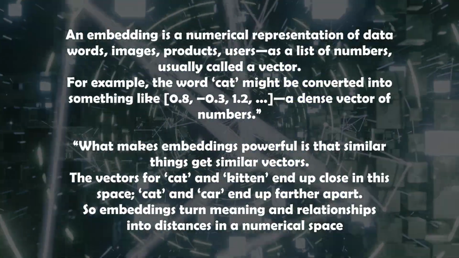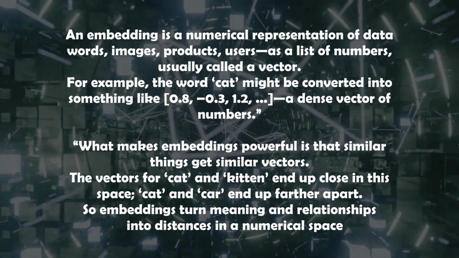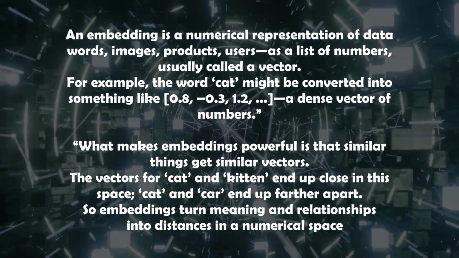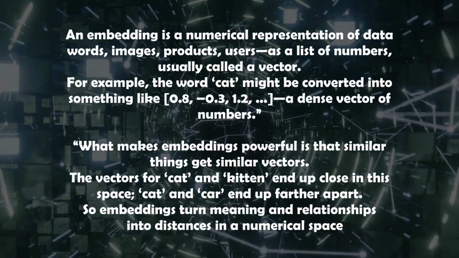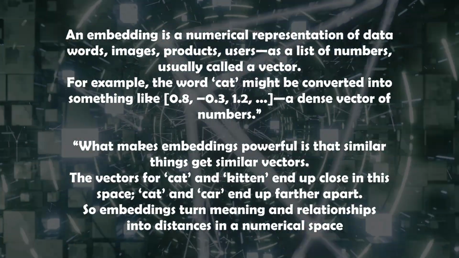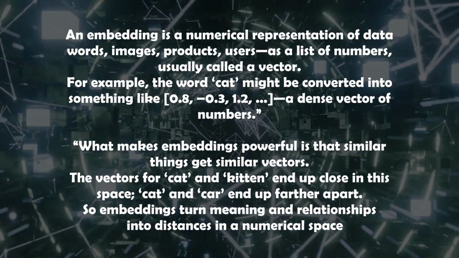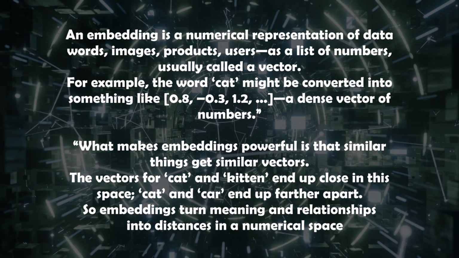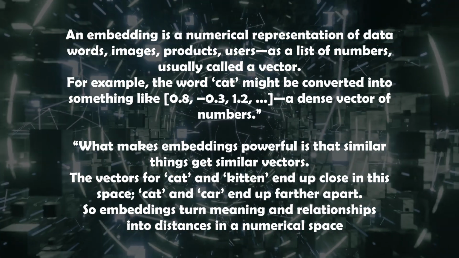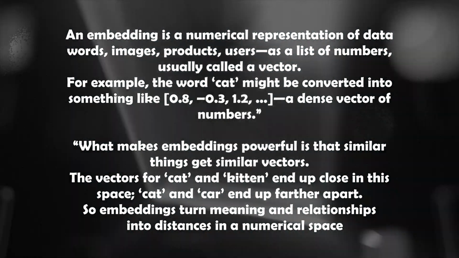So what is an embedding? An embedding is a numerical representation of data, words, images, products, users, as a list of numbers, usually called a vector. For example, the word cat might be converted into something like 0.8, -0.3, 1.2, and a lot of other numbers in a multi-dimensional vector, a dense vector of numbers.